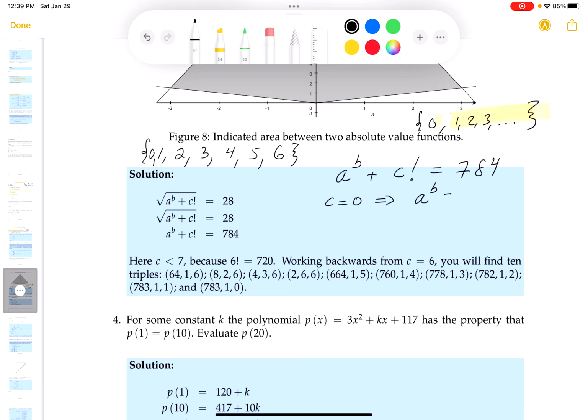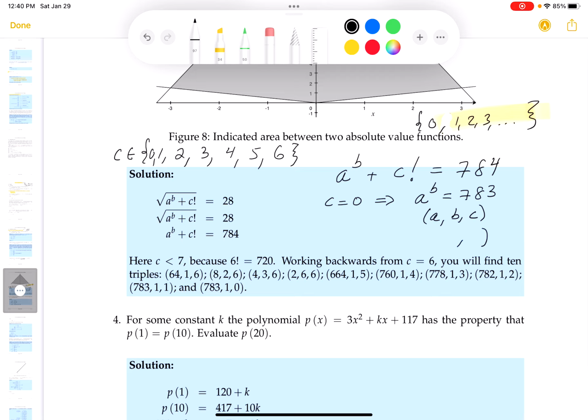A to the B would be, well, C factorial is 1, so 783. I've got a real easy solution to that, and they're going to be written as the pair A, B, C. All right, A, B, C. By the way, these are the possible C's. I'm not saying it's possible for everything else. Maybe a triple A, B, C.